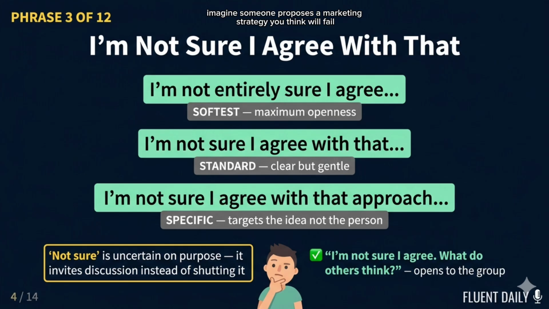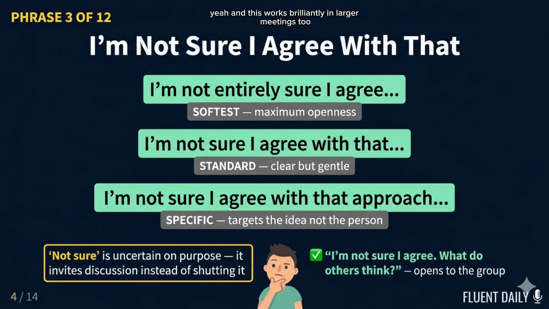I see. Imagine someone proposes a marketing strategy you think will fail. You don't attack the strategy. You say, I'm not sure I agree with that approach. Can you walk me through your thinking? You're kind of putting the ball back in their court. Or you could say, I'm not entirely sure I agree. I'd want to look at the data before committing.